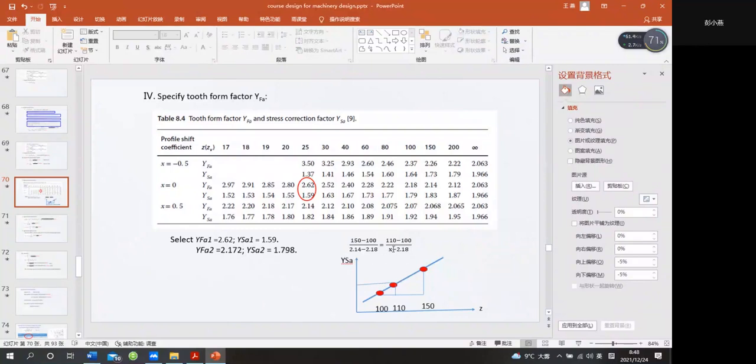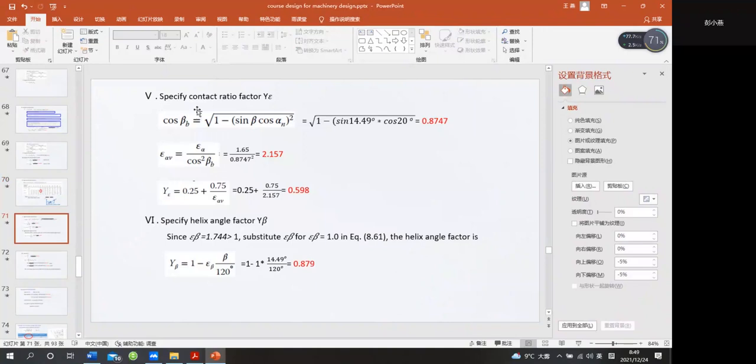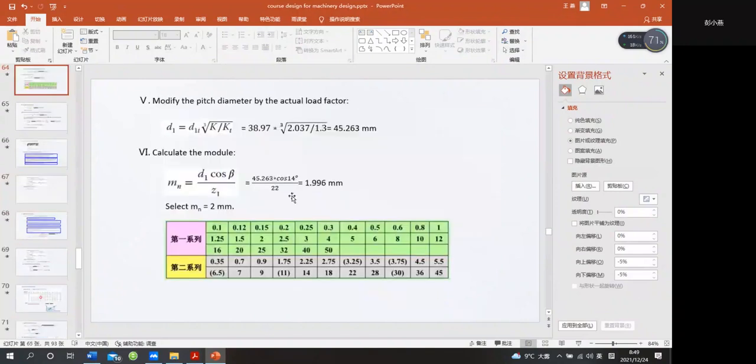Any problem for the interpolating? Any problem? Okay, so we use interpolating to calculate YFA2 and YSA2, and then we should calculate Y epsilon. It can be calculated using this formula. So we should calculate epsilon alpha V first, and then we should know the values of cosine beta b and epsilon alpha. We have calculated epsilon alpha when we did the contact stress calculation. Do you remember? Epsilon alpha.